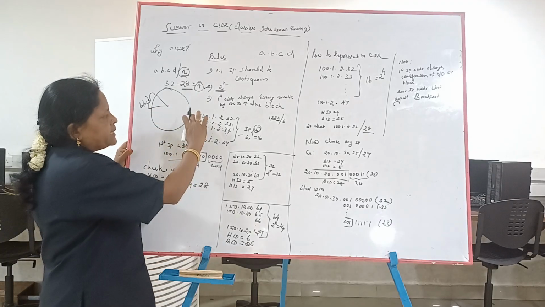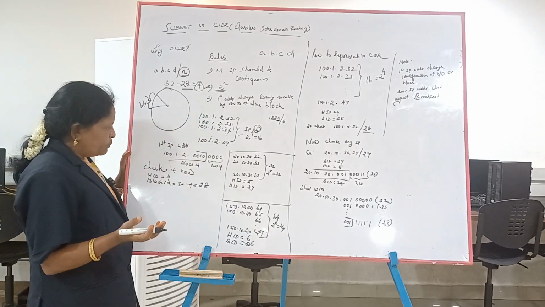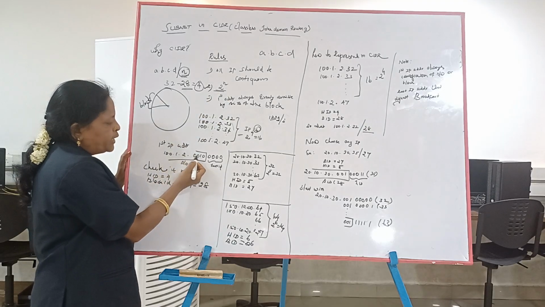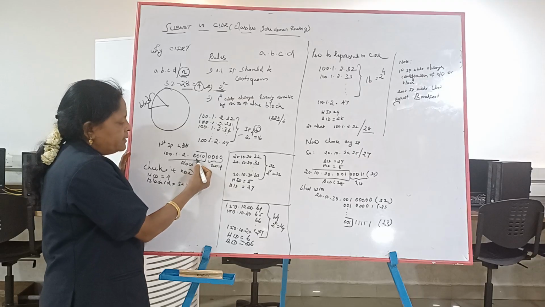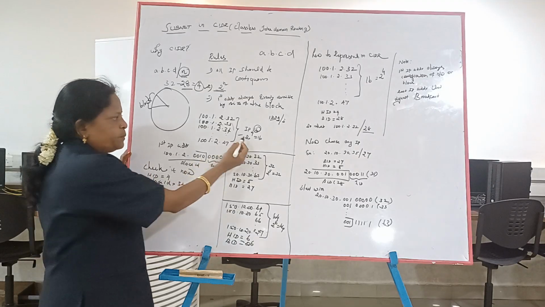Okay, so this is the rule for CIDR. Now let's consider one more example. Here the first address will be 100.1.2.32. Here 32 should be converted into its equivalent binary, 001 then 00000, right? Here 2 to the power 4.